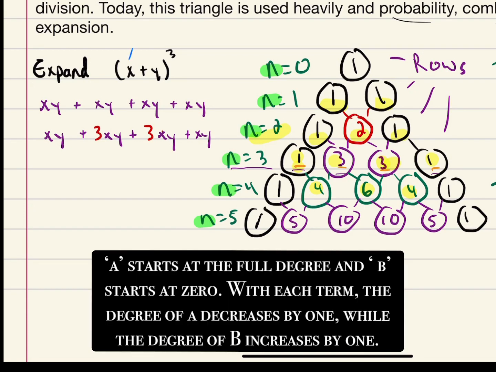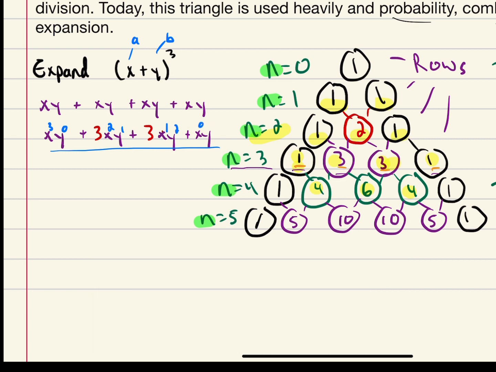Now, if we think about x as the a and y as the b, we're going to insert our exponents into this expression, starting with the highest degree of a corresponding to the lowest degree of b. So that would be x to the 3 and then y to the 0. And then 3x to the 2, y to the 1. As our x decreases by 1, your y is going to increase by 1. Then 3x to the 1, y to the 2. And then x to the 0, and then y to the 3. And then we're going to simplify.